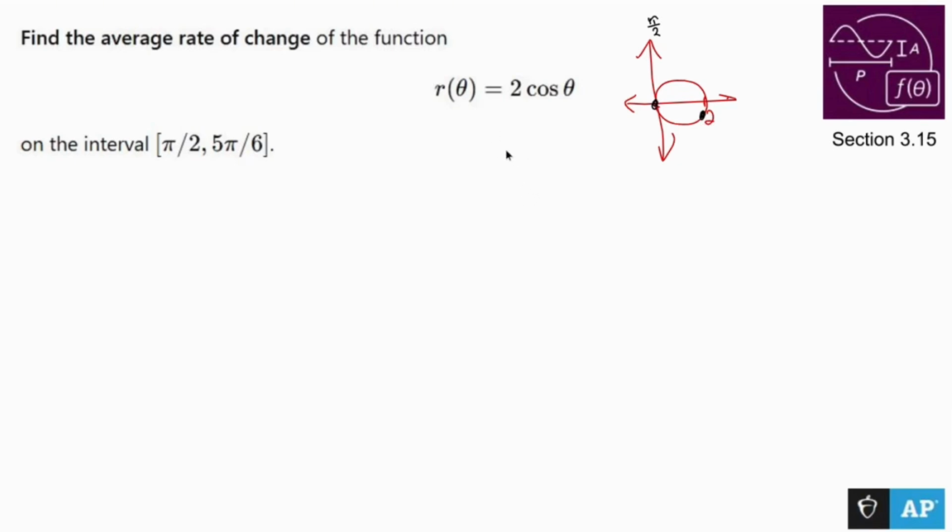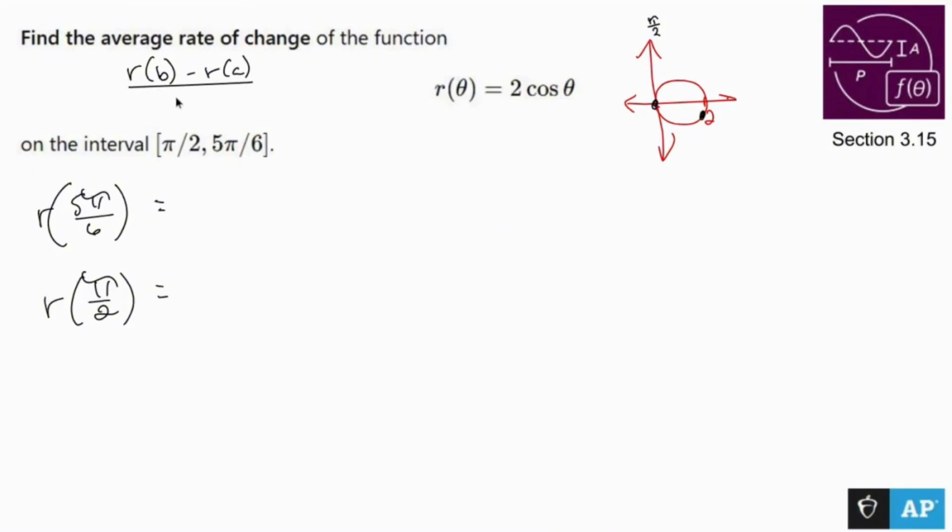I'm just going to treat this as if it's a regular old equation. All right, I need to find out what r of 5/6 pi is, and then r of half a pi, and then do the old rate of change formula. It looks like r of b minus r of a over b minus a, where you're my a and you're my b.